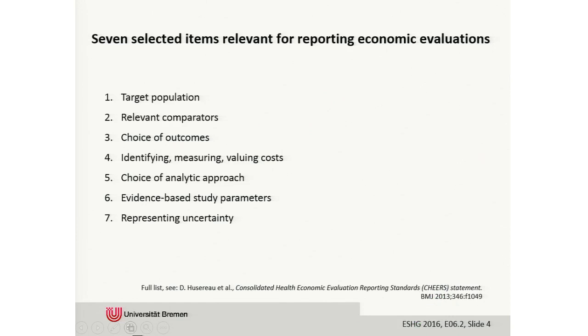It has been published in BMJ, but also in a number of other journals, and it's sort of a reference case of what a good health economic evaluation is and what details should be reported in there. So it's good to have this in mind. There's a long list of many items. I just picked out 7 of them, which are also of particular relevance for genetic testing.